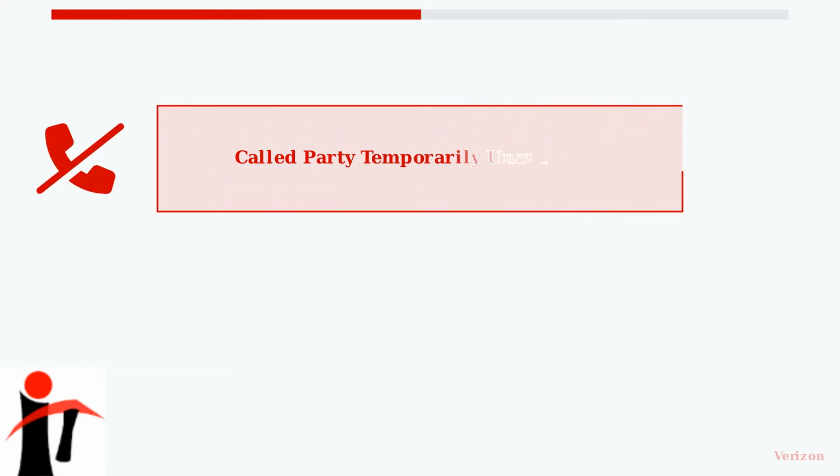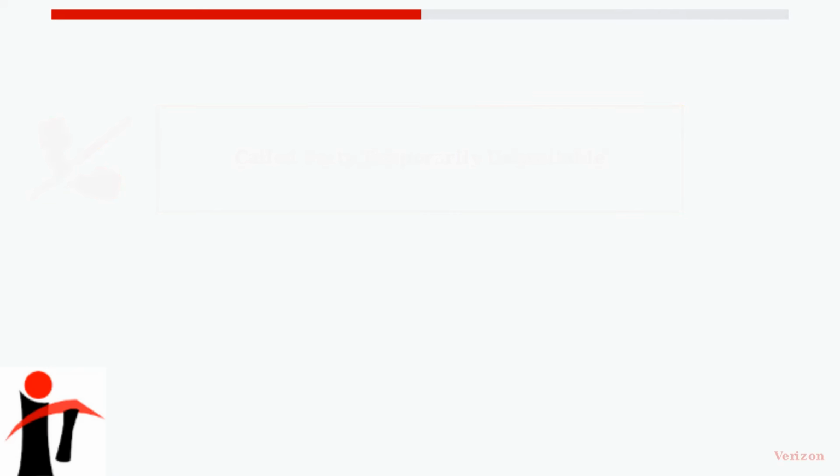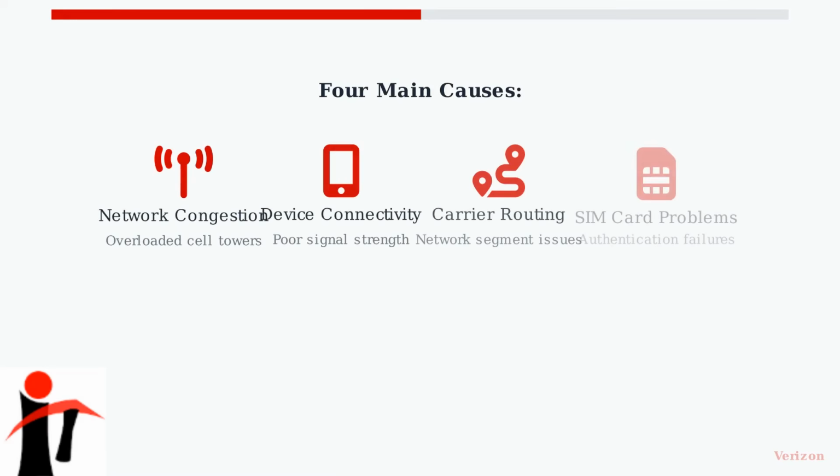The "Called Party Temporarily Unavailable" error is one of the most frustrating issues Verizon customers encounter. This message appears when the person you're trying to call cannot receive your call due to various network or device-related problems. This error occurs due to four main categories of problems: network congestion when cell towers are overloaded, device connectivity issues like poor signal strength, carrier routing problems between network segments, and SIM card malfunctions that prevent proper authentication.